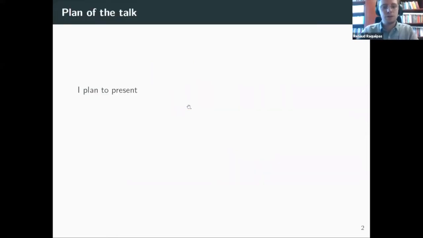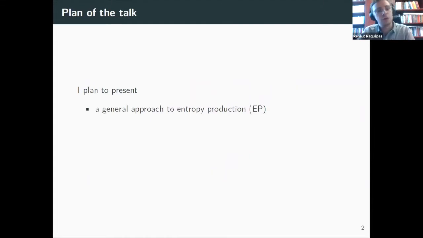So the plan of the talk is the following. First, I want to give some sort of general introduction to entropy production, because it's not necessarily common knowledge, but also because the way in which I will think about entropy production in this talk might not be the most usual one.